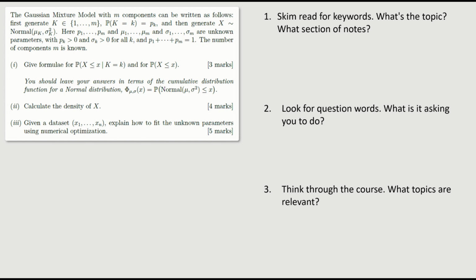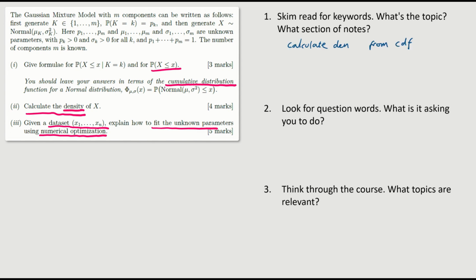Here's part B. Let's do the usual sort of scanning through the question as a whole to see what we need. First, skim read the entire question for keywords. What's the topic? Keywords I see here: cumulative distribution function. I can see it written out in text and also in maths notation. Density, calculate the density. Dataset, fit unknown parameters using numerical optimization.